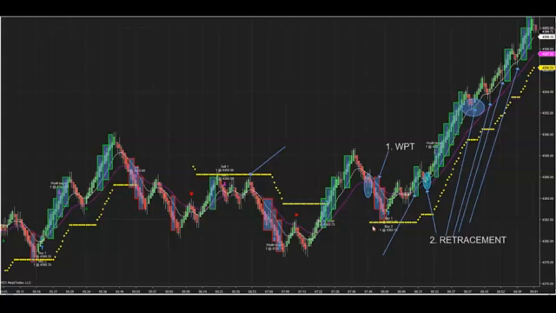All right? So remember, summation, wait till the ATR dots start printing, and then you look for 2 trades, WPT trades that catch rolling position traders, and then also retracement.